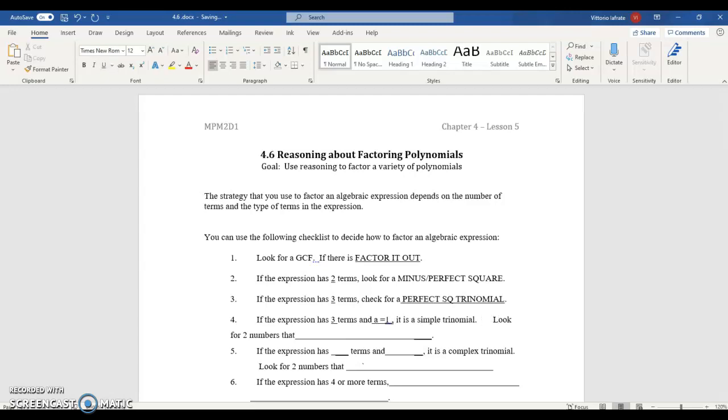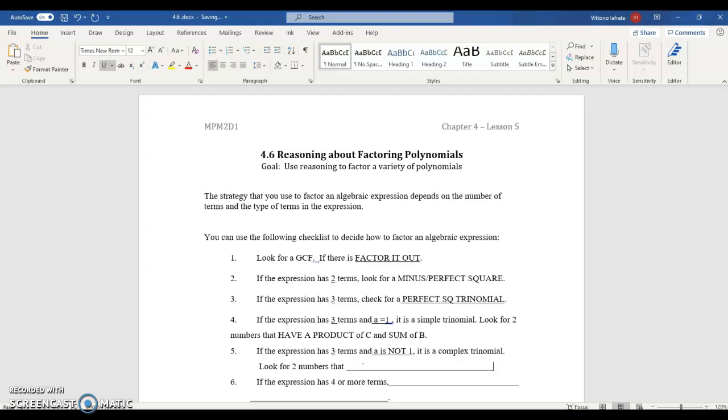And those are pretty straightforward to factor. All you have to do is make sure you look for two numbers that have product of c and sum of b. If the expression has three terms and a is not 1, then you have more of a complex trinomial.